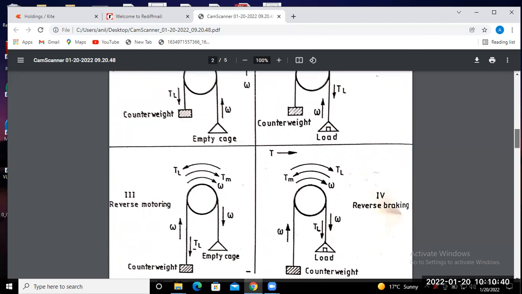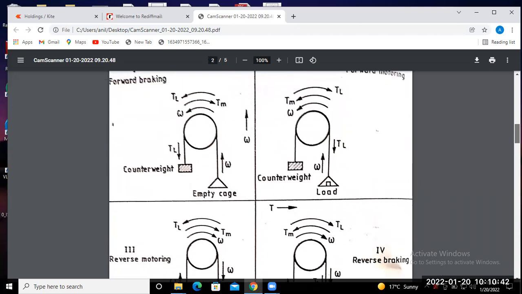So you have to keep their electromagnetic direction, development of torque and speed, and load torque active in such a direction. Okay. So here we discuss all the four quadrant operation, how we can act the speed and electromagnetic torque and load torque.